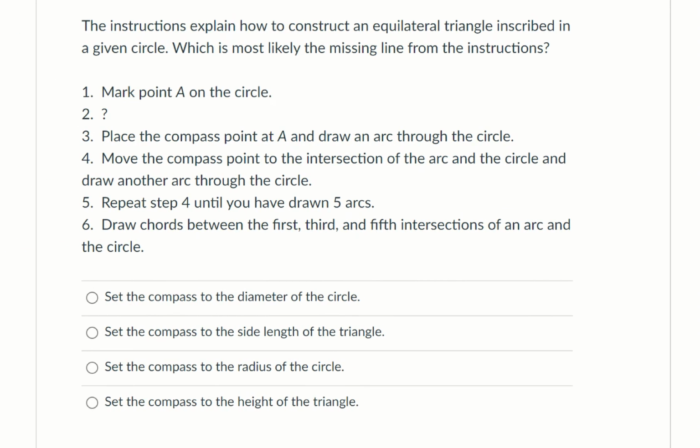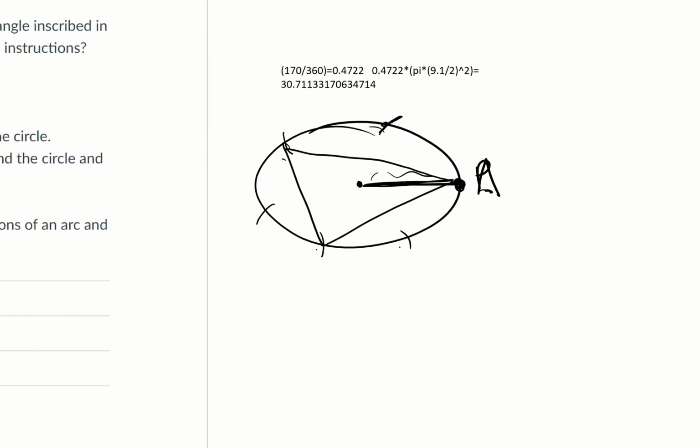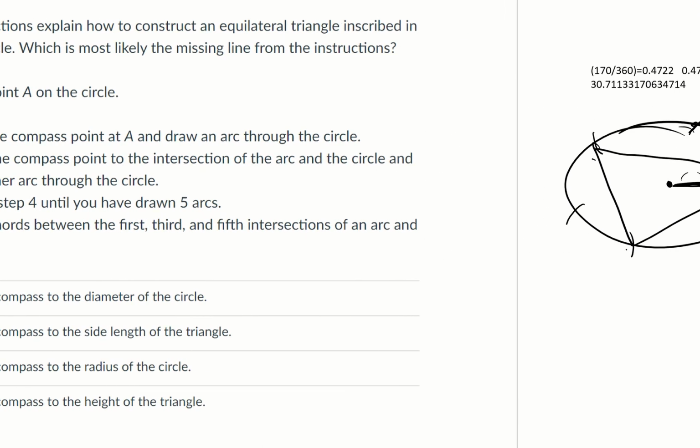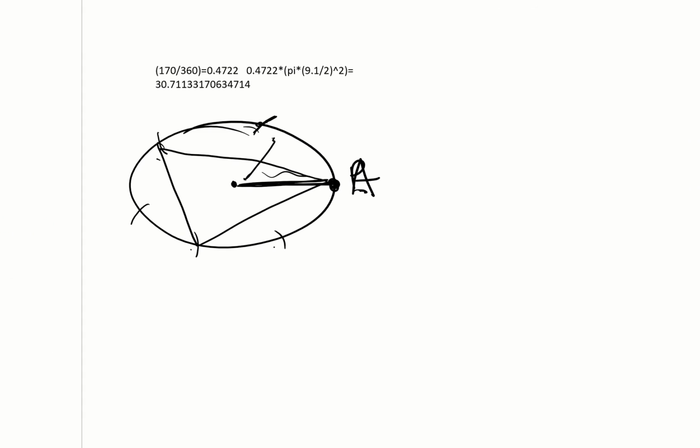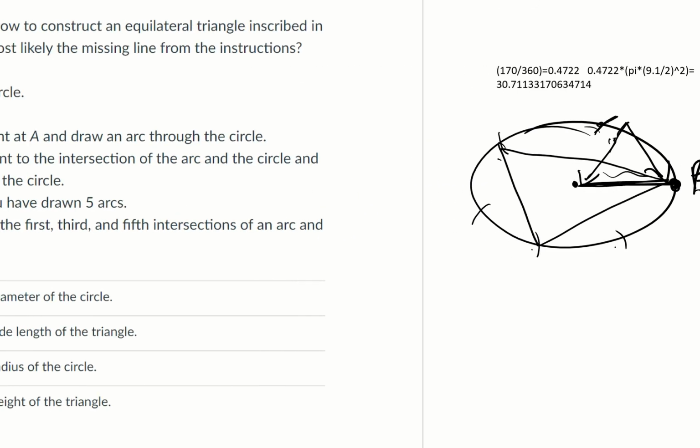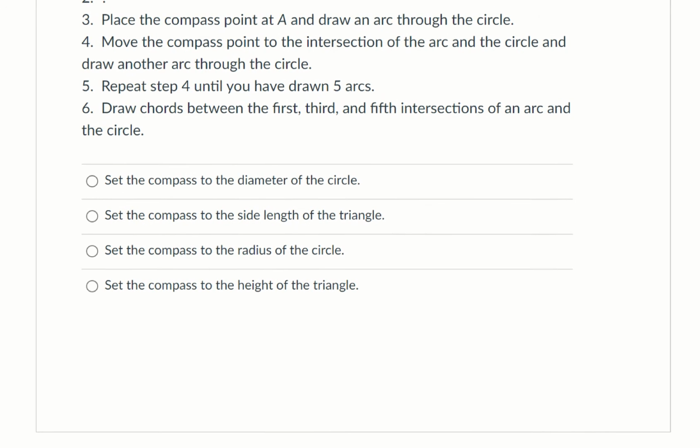So the step 2 that it's missing, mark point A on the circle, we got that. Let's call this point A. Then the part that's missing is you need your compass to measure that radius. So let's just assume that that's your compass. You need to measure that radius out. So set the compass to the radius of the circle.